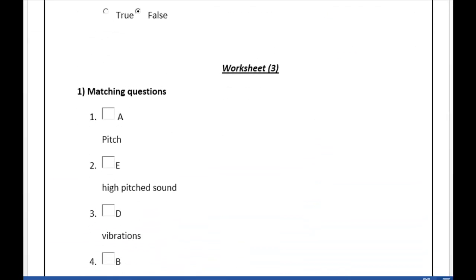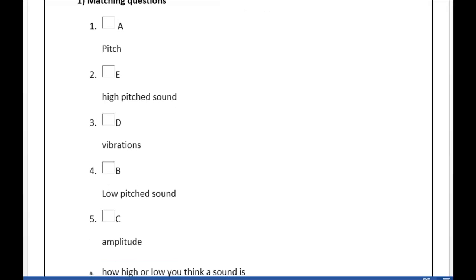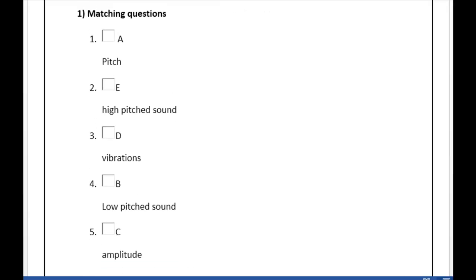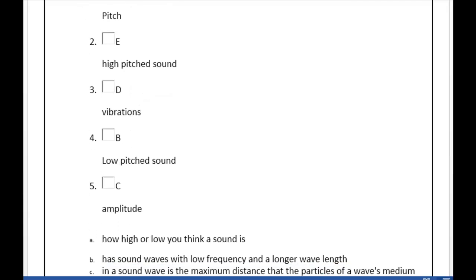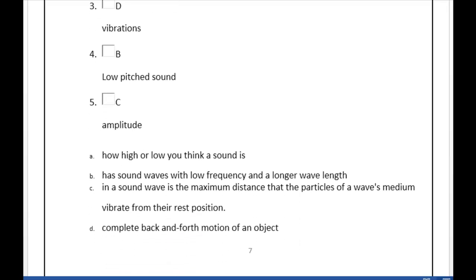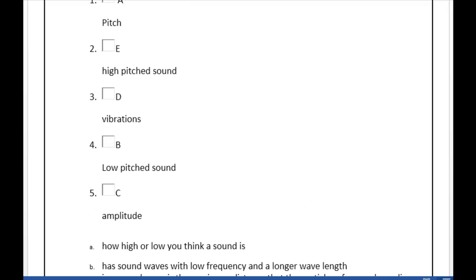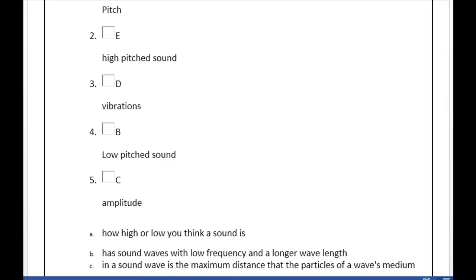Worksheet 3 is about sound, waves and hearing. Number 1, pitch. Number 2, high pitched sound. Number 3, vibrations, low pitched sound and amplitude. Number 1, pitch is how high or low you think the sound is. So number 1, A.